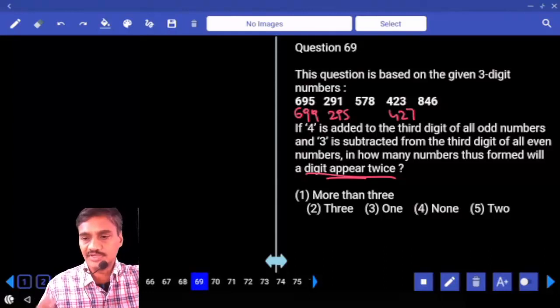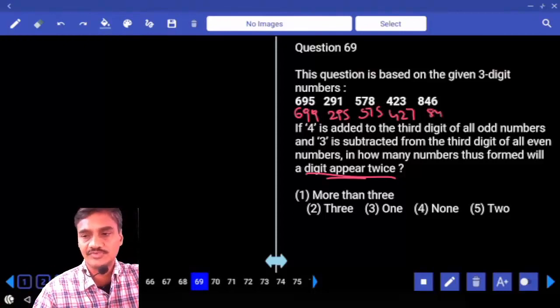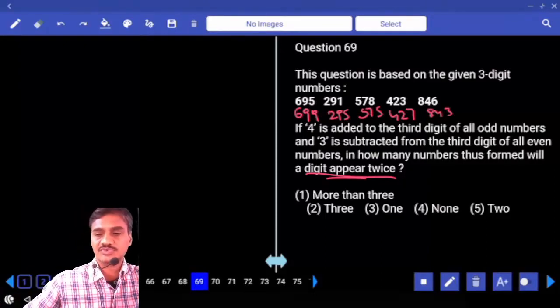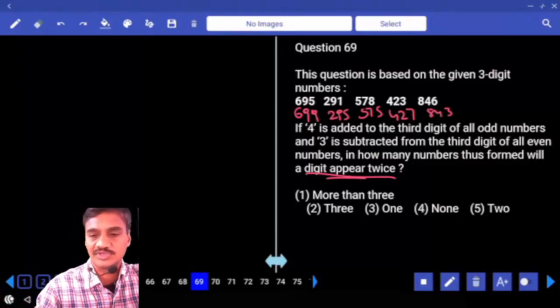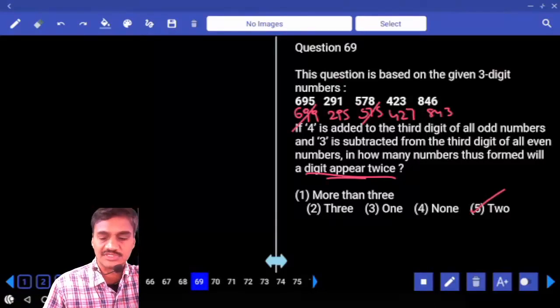And coming to these even numbers, 3 is subtracted. Now 3 is subtracted, this is 575. Next here 843. And so here in this one, how many numbers have digits appearing twice? 9 appeared twice and 5 appeared twice. And so 2, that is choice 5, question number 69.